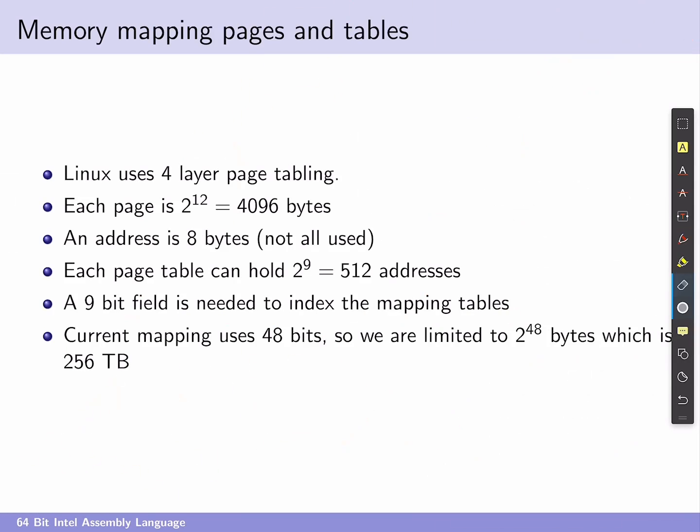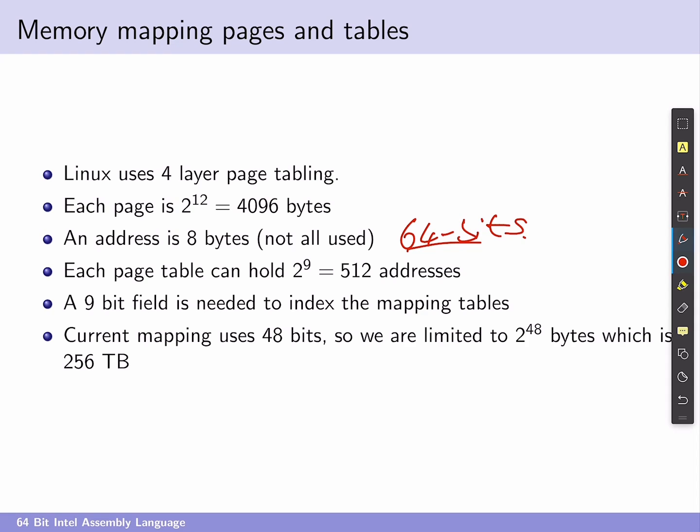So now that we have this in mind, how does Linux decide to implement multi-level paging? Well, Linux actually uses a 4-layer system where each page is once again 4K in size, and we have an address space that is 8 bytes in size, so considerably larger than our earlier example, which only had 4 bytes, which was 32 bits. We now have a whole 64 bits available to us.